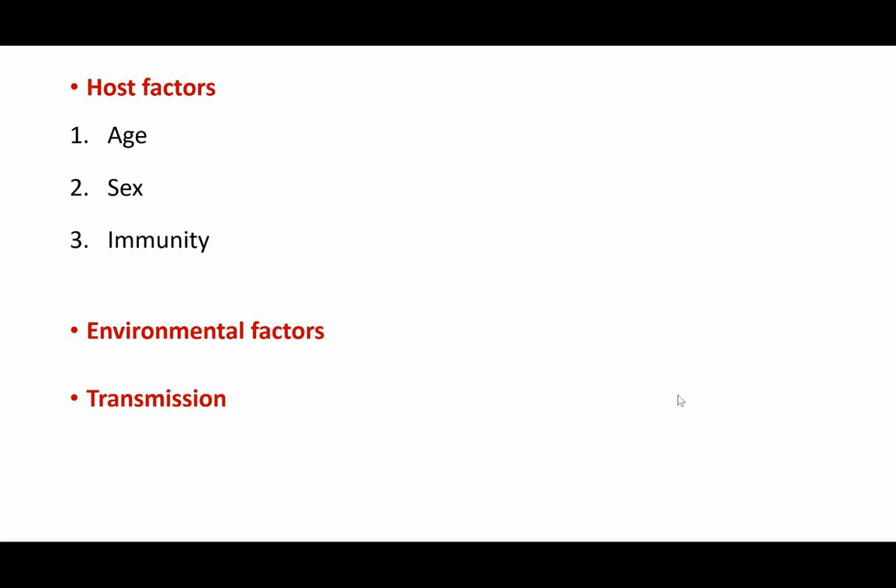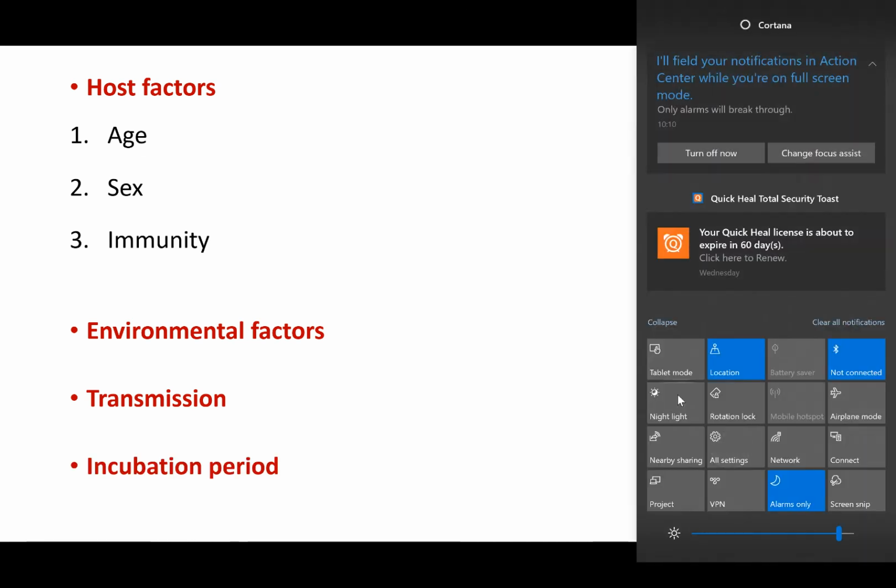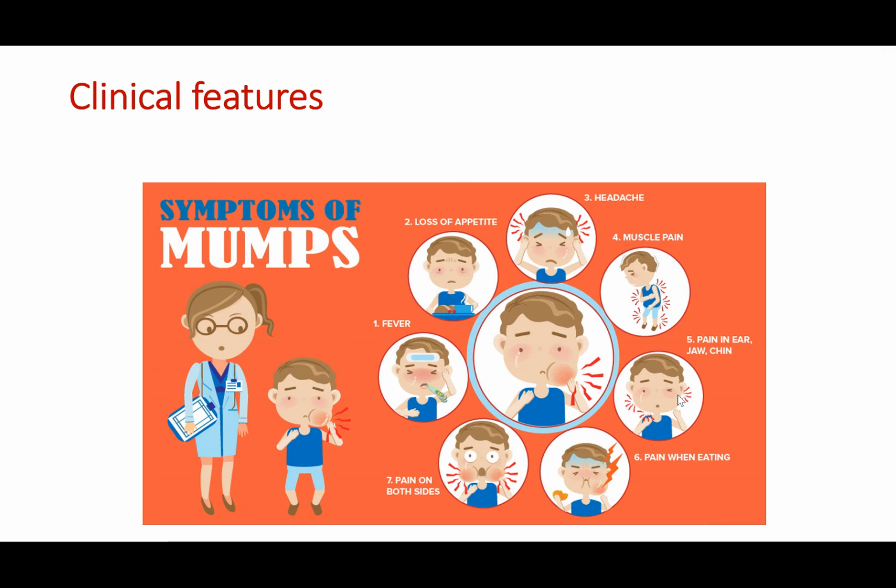What is the mode of transmission? The disease spreads mainly by droplet infection and after direct contact with an infected person. The incubation period is 2 to 3 weeks, usually 18 days. Coming to clinical features, as you can see, there may be fever, loss of appetite, headache, muscle pain, pain in the ear, jaw and chin, pain when eating, and pain on both sides. As you can see, there is an inflamed parotid gland.